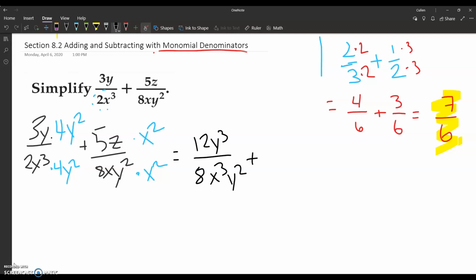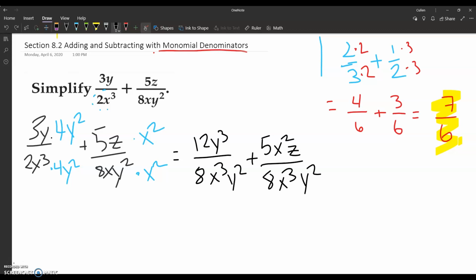So for my right fraction now, 5z times x squared is 5x squared z. I usually just write all my letters in alphabetical order. And then on the denominator, I've got 8 also. The x times x squared is x to the third, so that looks good so far. And the y squared has no other y's to combine with. And then you can see that the two denominators are the same, which is good.